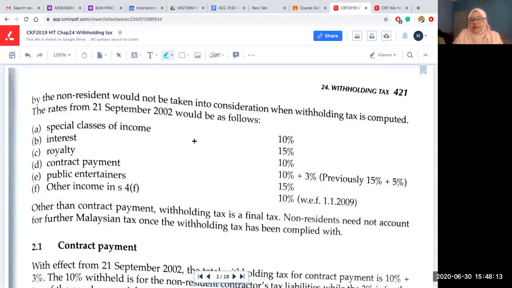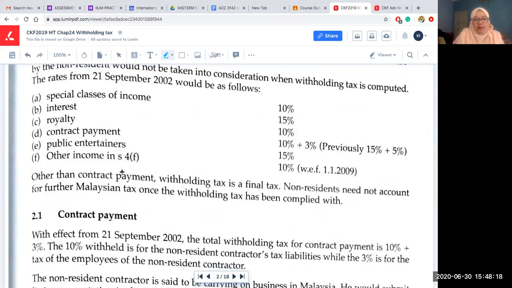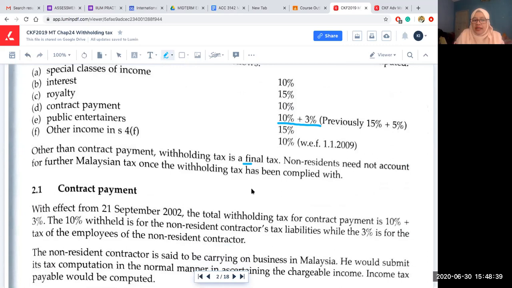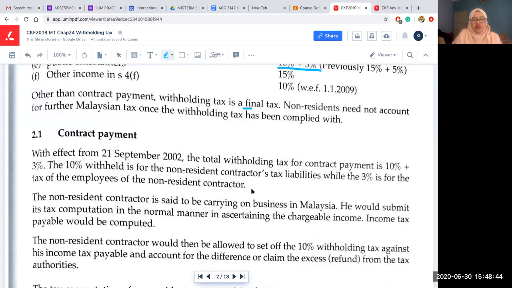Other than contract payment, that's why it's here, 10 plus 3, all right? Other than that is a final tax. It means that once you have withheld the amount of tax, the non-resident doesn't have to pay any more tax on the same income. So that's why we say that it is a final tax. So you cannot tax them twice on the same income. Non-resident need not account for further Malaysian tax once the withholding tax has been complied with. So you don't have to pay more.